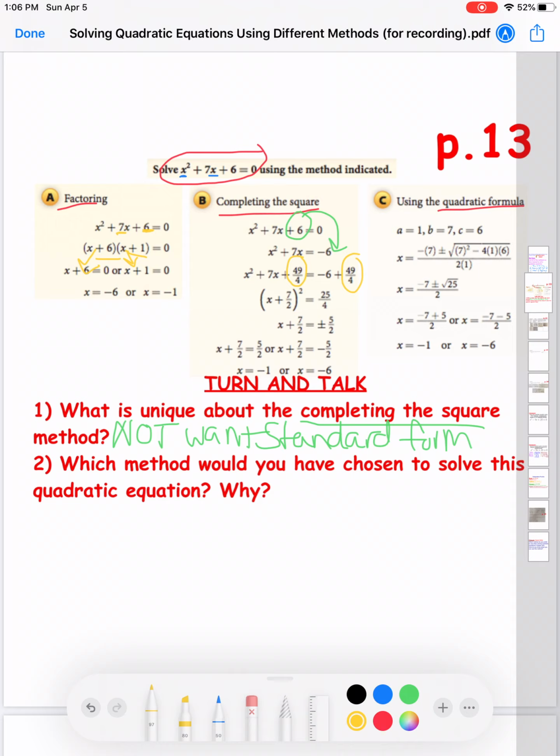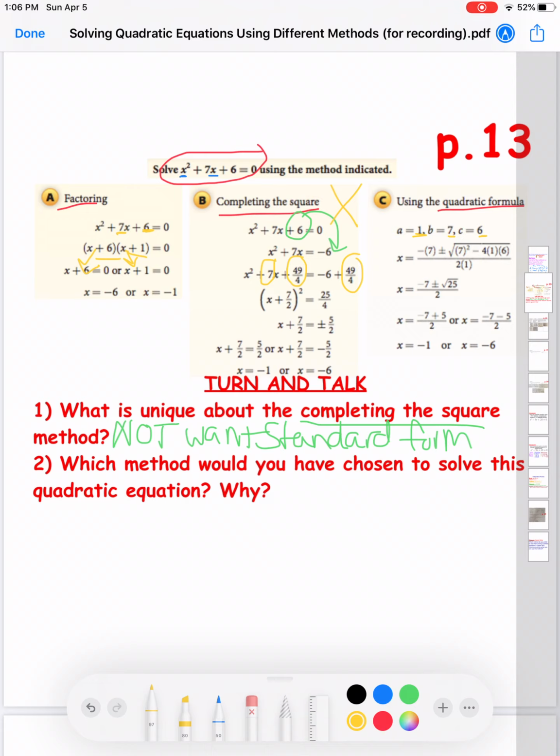In letter C, we just identified our A, our B, and our C value, and we substituted those into the quadratic formula. We simplified and got our answer. So for me, I would probably not have chosen the completing the square method because of these fractions here. The fact that 7 is an odd number makes this problem a little bit trickier.